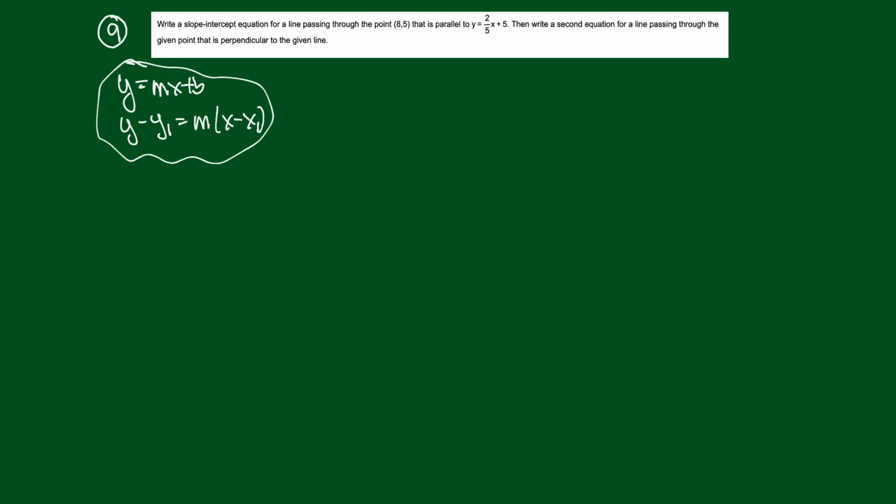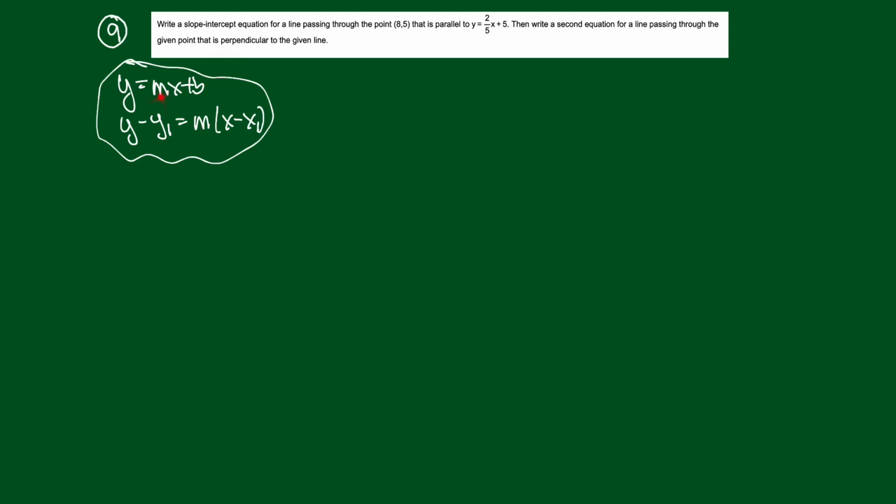Number 9 asks us to write an equation. As soon as I see that, I'm thinking of these two templates: y equals mx plus b, and y minus y1 equals m times x minus x1. Those are the two templates that I'm going to use. The top one is called the slope-intercept form. That's what we want to end up with eventually. And the bottom one is called the point-slope form.